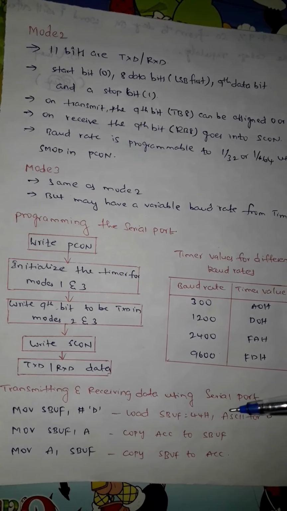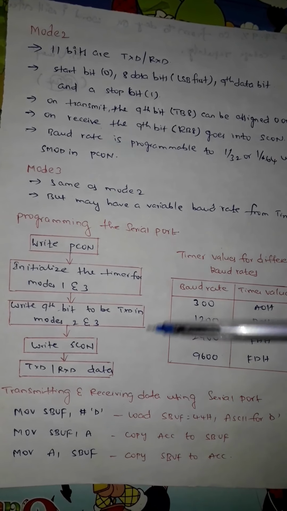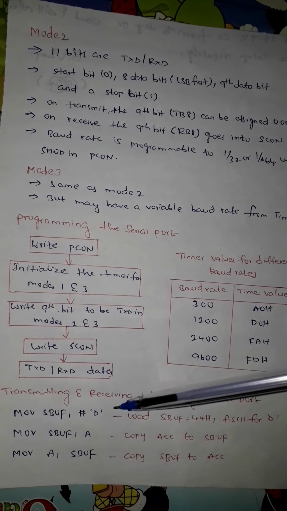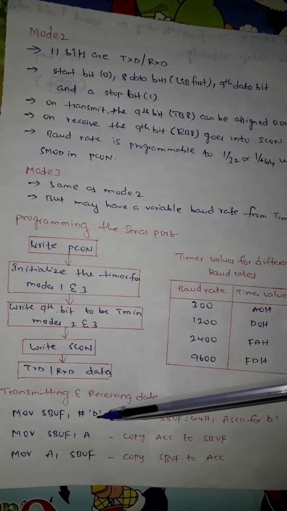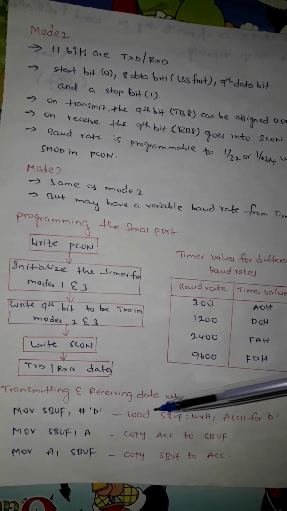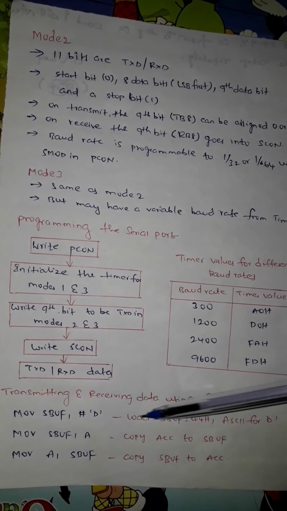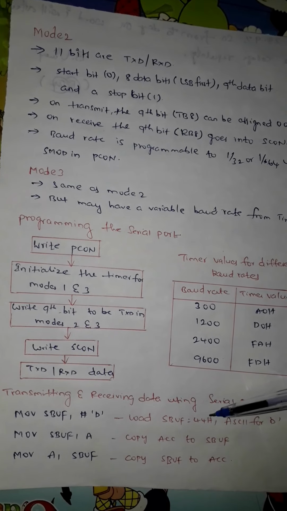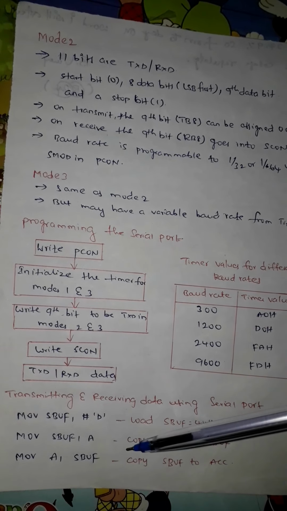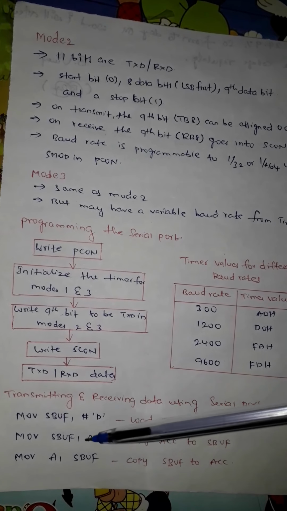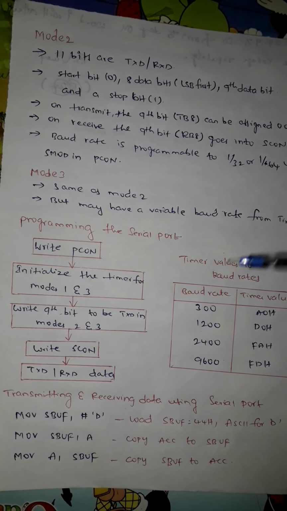If you want to transmit or receive data using the serial port, some of the instructions used are shown here. If you want to transmit data to the serial buffer register, you can use the instruction MOV SBUF, #'D', where the ASCII value for D is 44H, and that 44H is loaded into the serial buffer in this case. And MOV SBUF, A: whatever the value in the accumulator is stored into the SBUF register. This is how you write values to the SBUF register to be transmitted.